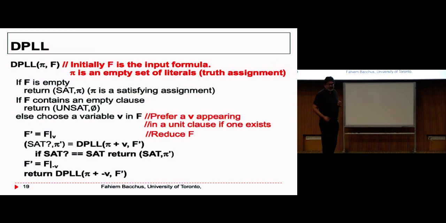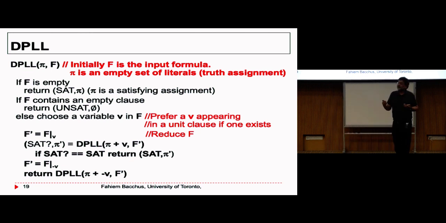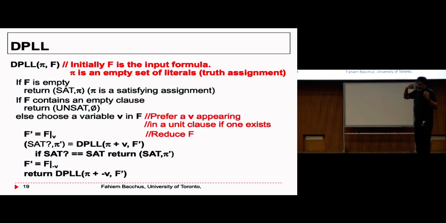Basically, you can think about it recursively. It's really exploring a tree. And you take this input formula and you have a set of literals that you've made true so far. Initially, that is an empty set of literals, and F is your input formula. So you check to see, is F empty? Have you satisfied all the clauses? Then you know that pi is a truth assignment that satisfies F. You can return satisfiable. If F, on the other hand, contains an empty clause, you can't satisfy F, so now you can backtrack. So you just return unsat.